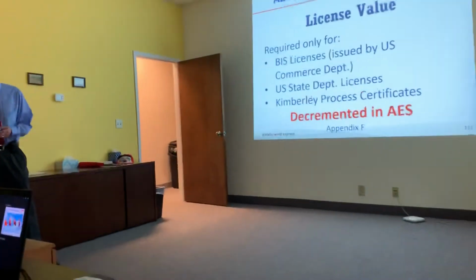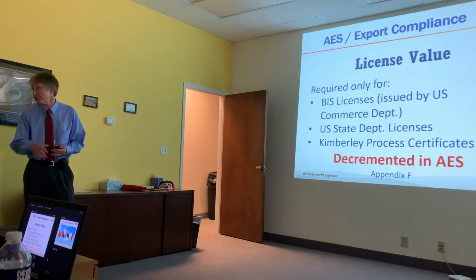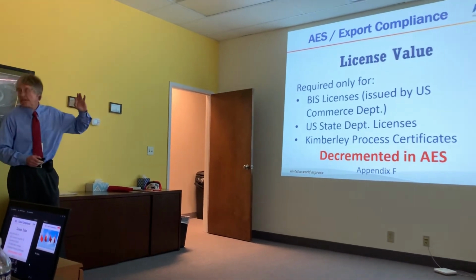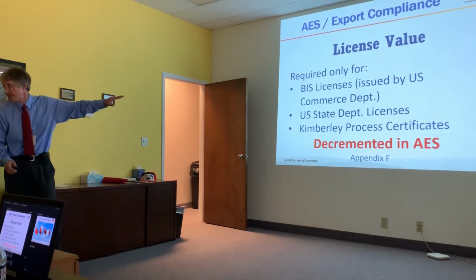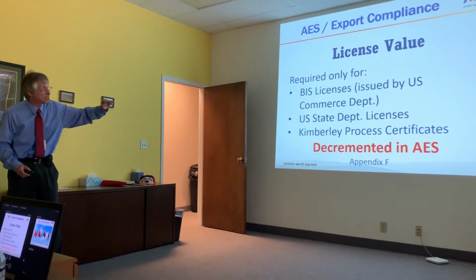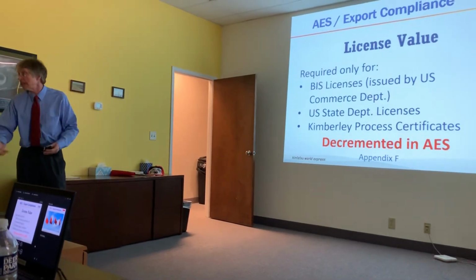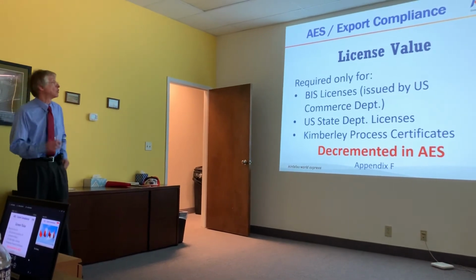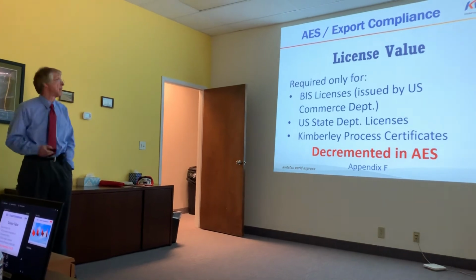Say the license is worth $1,000 and your shipment is worth $100 against that license. You put in $100 as the license value. AES records that $100 and deducts it from the license amount of $1,000, and then it registers the remaining value of that license as $900. So it keeps a running total of everything you export against that license. So it's crucial that you enter the correct value in the license value field.